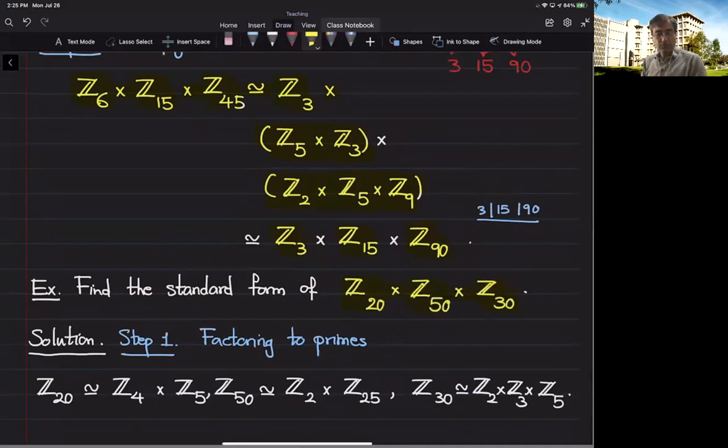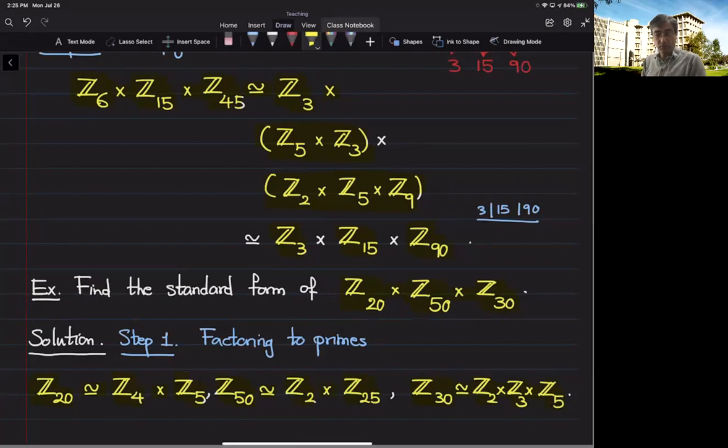Okay, so again, we start by factoring into primes. Z sub 20 is isomorphic to Z sub 4 cross Z sub 5. Z sub 50 is isomorphic to Z sub 2 cross Z sub 25. Z sub 30 is isomorphic to Z sub 2 cross Z sub 3 cross Z sub 5.